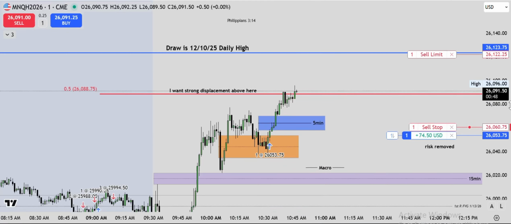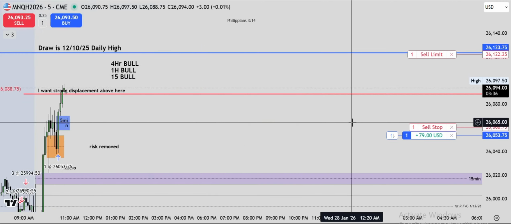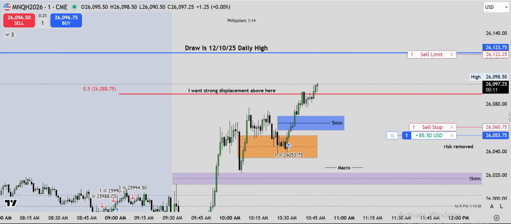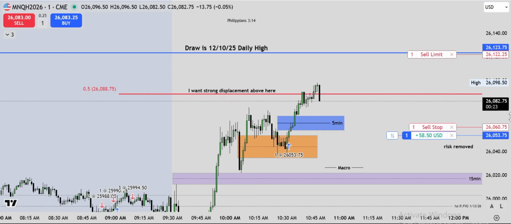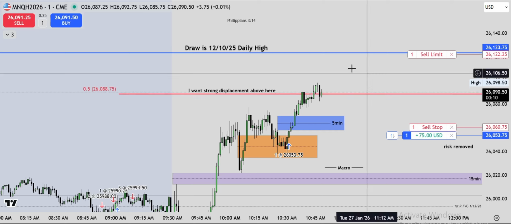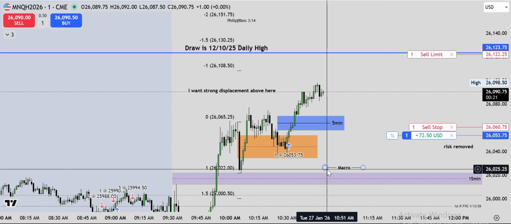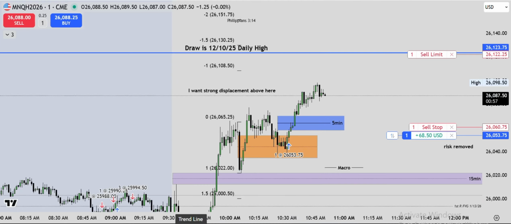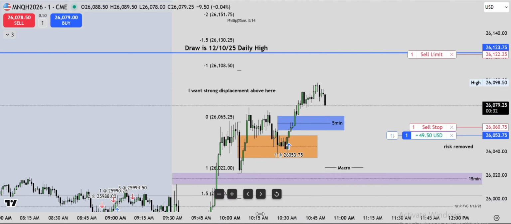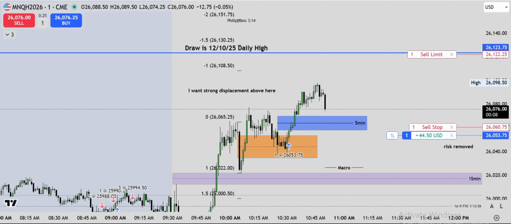Have a 5-minute fair value gap that is annotated there as well. I want price to stay above it. Yeah, so far everything looks good. Strong displacement above that 50% level. Seeing where levels are on that fib for the manipulation leg.